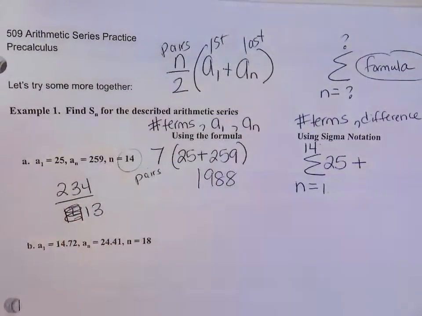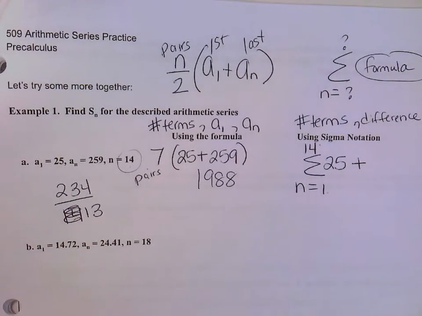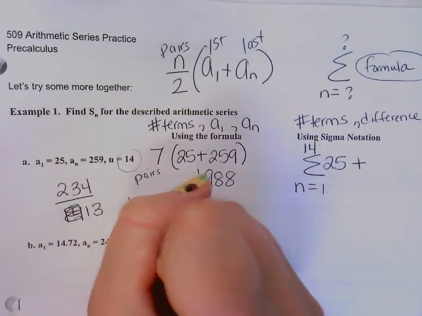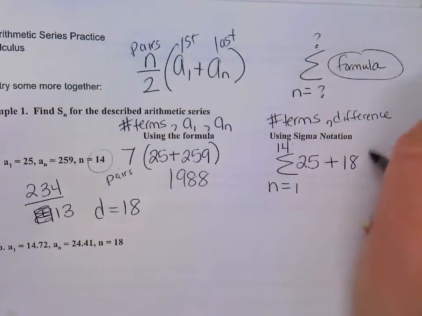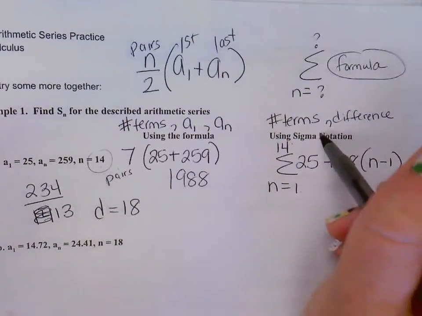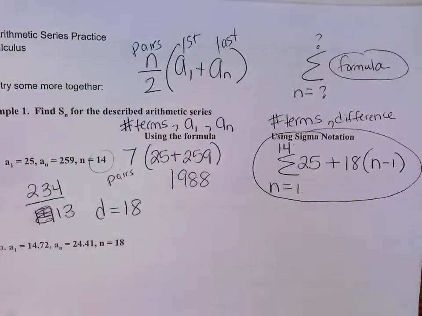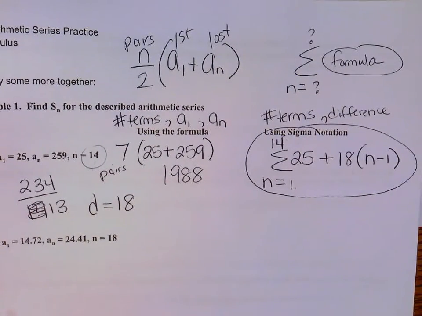Does it come out as an integer? 234 divided by 13 is 18. So my common difference is 18. So I'm adding 18, n minus 1 times. So we want to get really familiar with how to do it both ways. So see if when you type that into your calculator, it should also come out to 1988.